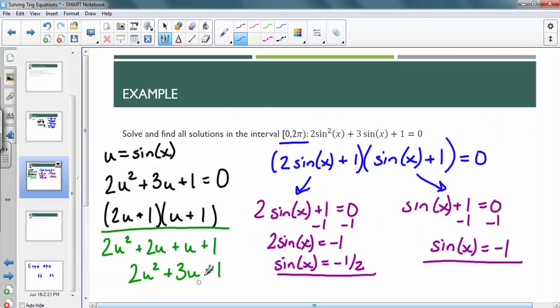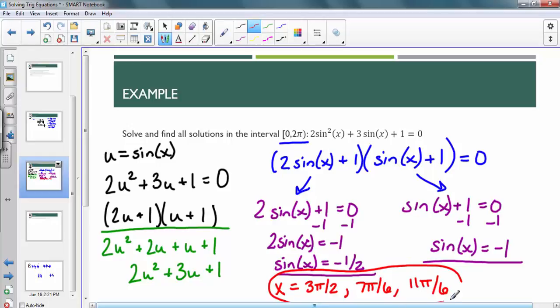So now going back to the original problem, my final answer is going to be x equals 3 pi over 2, 7 pi over 6, and 11 pi over 6. And again, because we were only asked to find the solutions on this interval, we do not have to add plus 2 pi k, where k is an integer. If it asked for all solutions, then we would take each one of these and add plus 2 pi k, where k is an integer.